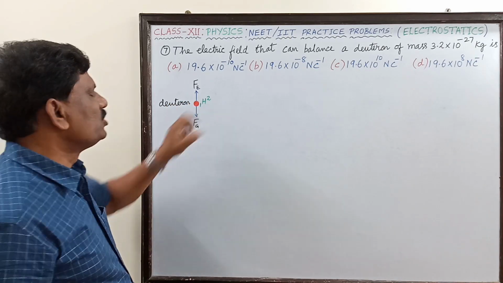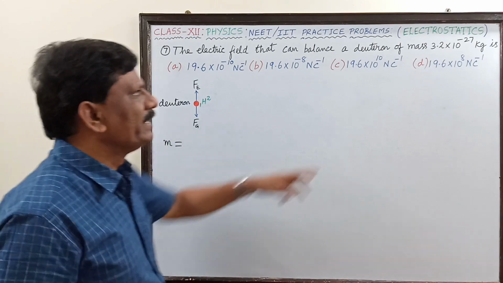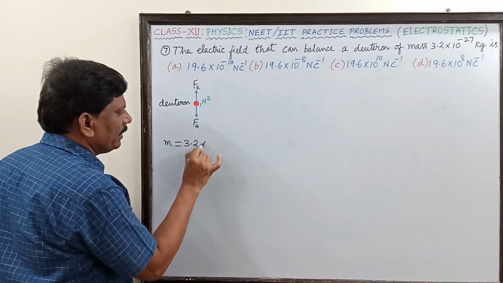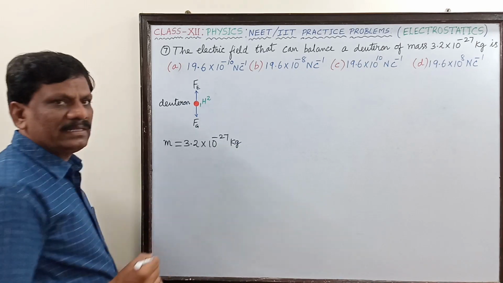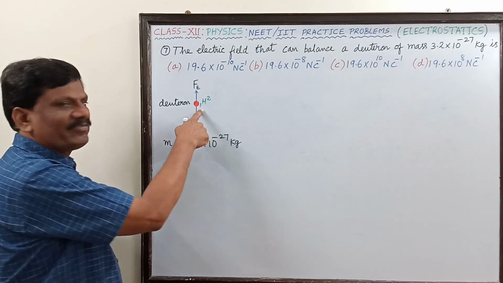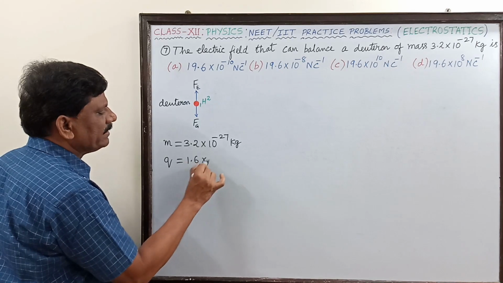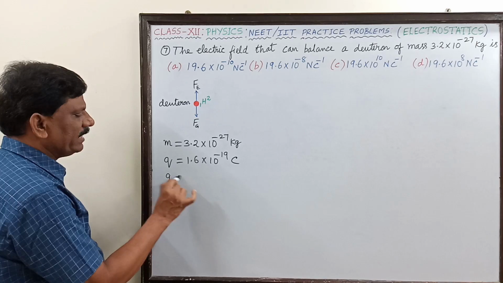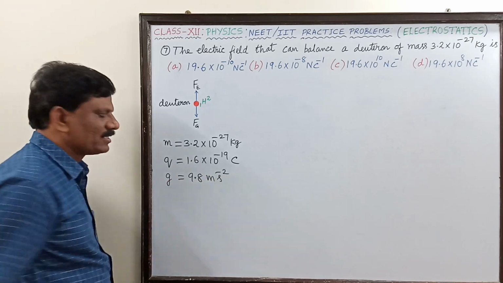Its symbol is 1H2. So the mass of the deuteron is given here, 3.2 × 10^-27 kilogram. It is having a charge number of 1 unit, is it not? 1 electronic charge or 1 charge of a proton. Therefore, its charge must be equal to 1.6 × 10^-19 coulomb. And the value of g has to be assumed as 9.8 meters per second squared.